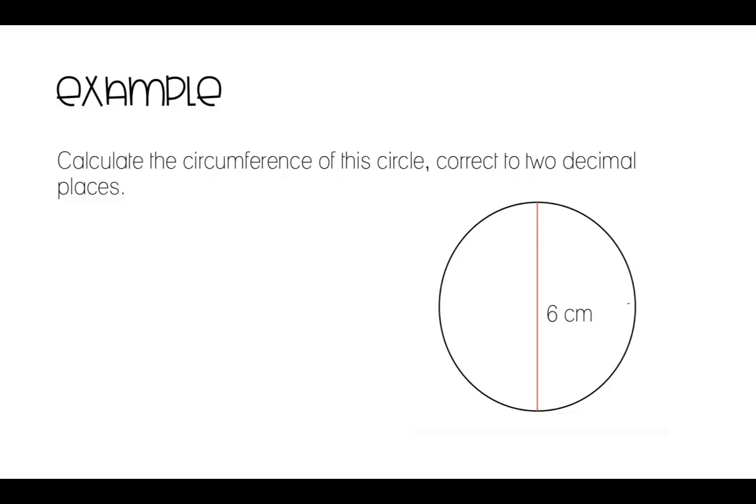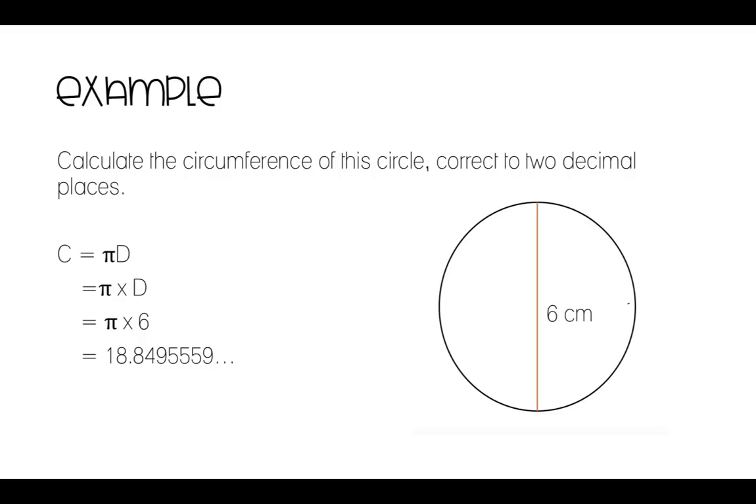So let's use this circle here to calculate the circumference. We're going to do it correct to 2 decimal places. So to calculate the circumference, we're going to use the diameter. So we're going to use the circumference equals pi times the diameter. So in this case, pi times the diameter gives us pi times 6. And pi times 6 is 18.8495559, and so on.